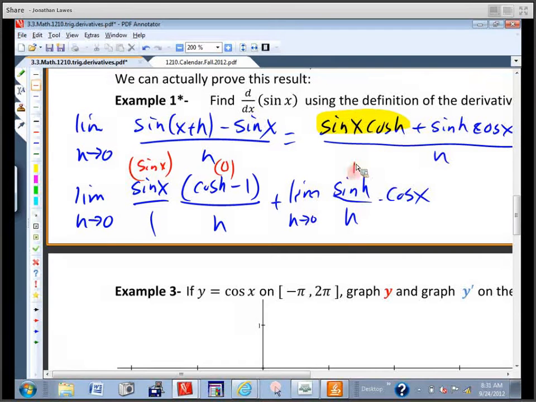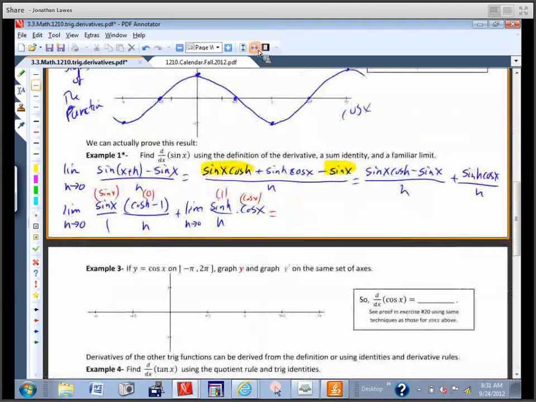It's 1. And as h approaches 0, does it change cosine of x at all? Not a bit. So this is cosine of x. So here's what I've got. I've got the sine of x times 0 plus 1 times the cosine of x. So that's 0. That's 1 times the cosine of x. So I get the cosine of x.